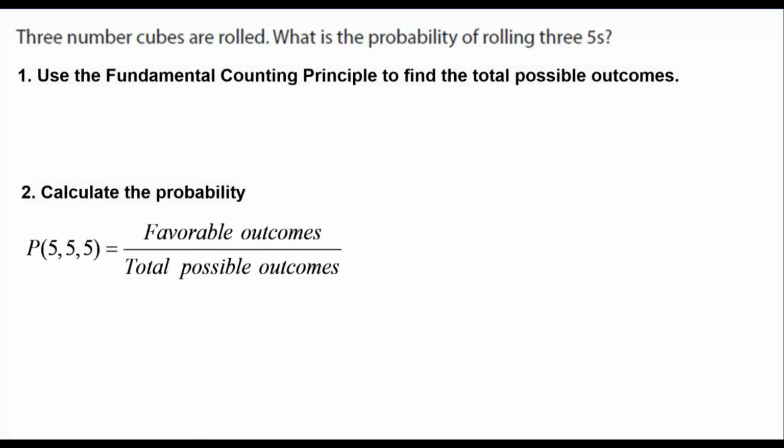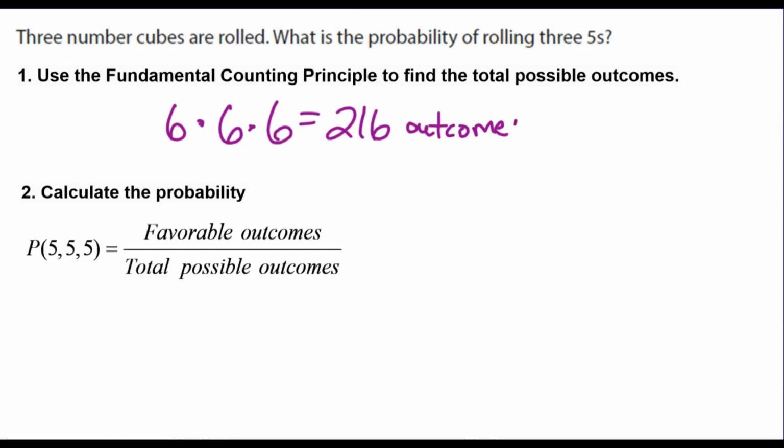3 number cubes are rolled. What is the probability of rolling 3 5s? So how many possible outcomes are there when we roll 3 dice? Well, the fundamental counting principle says multiply all the outcomes of the simple events together. So the first dice has 6 outcomes, the second has 6, and the third has 6. So 6 times 6 times 6 is 216 outcomes to this compound event. It's a good thing we didn't have to make a tree diagram or a table for that. That's a lot of outcomes.